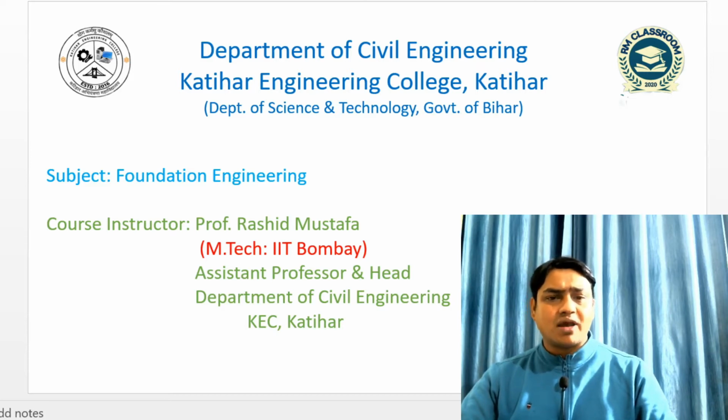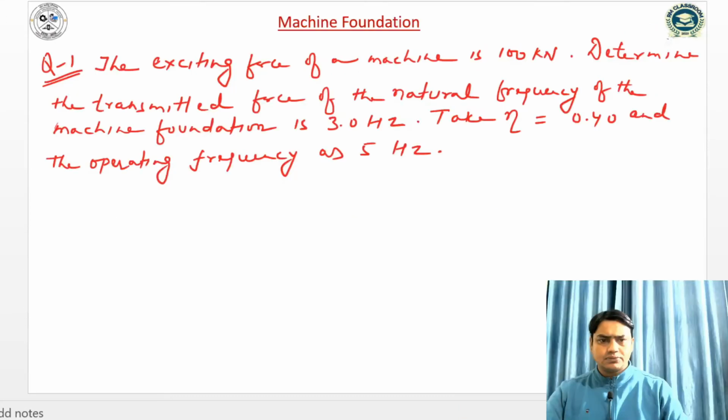So today I will solve the problems based on this. Let us start with the first problem. The exciting force of a machine is 100 kilonewton. Determine the transmitted force if the natural frequency of the machine foundation is 3 Hz. Take the damping ratio as 0.4 and the operating frequency as 5 Hz.